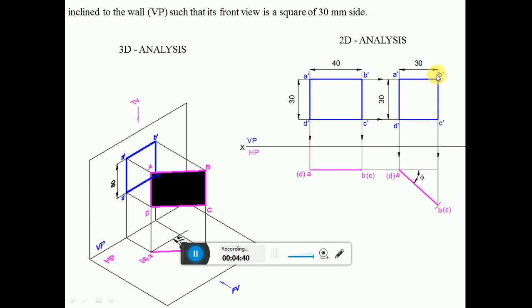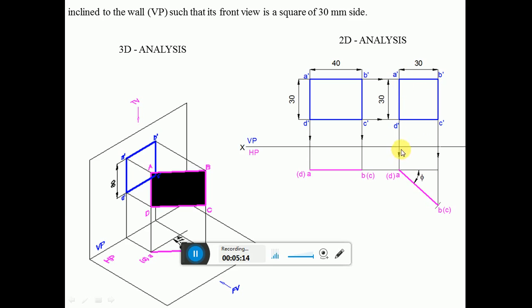Then project the vertical projectors from B dash and C dash to the top view. Then measure the length from A to B using the compass. Take this point as A, then cut an arc on this end projector and complete this. Then write BC here and join this. The length of this is going to be equal to the length of this. So this angle will be phi, which is the inclination to the wall such that its front view becomes a square.